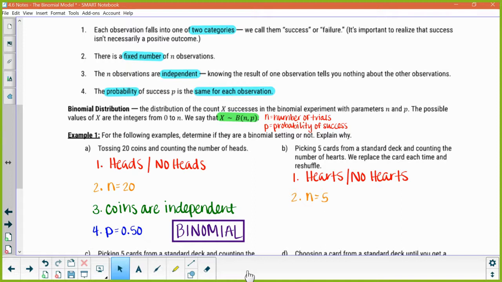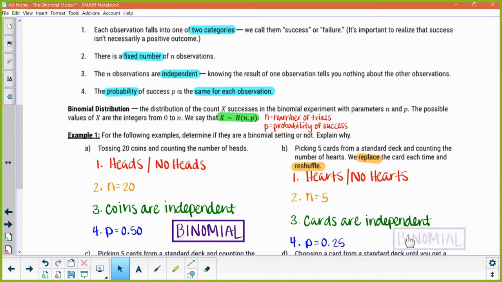And again, like with coins, with the fact that I went in and I replaced and I reshuffled, I can say the cards are independent. I'm not influencing one by drawing a card, returning it, and reshuffling the deck. And because of that, we're going to say our probability of getting a hearts is 0.25 because that is one suit out of 4 different ones in a standard deck of cards. So this is also a binomial model.